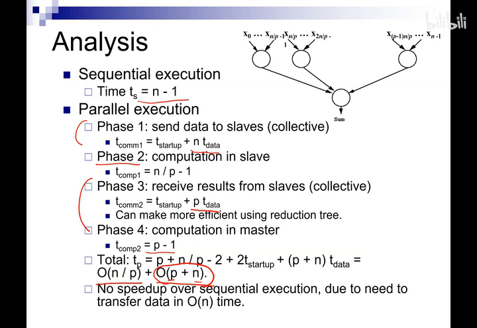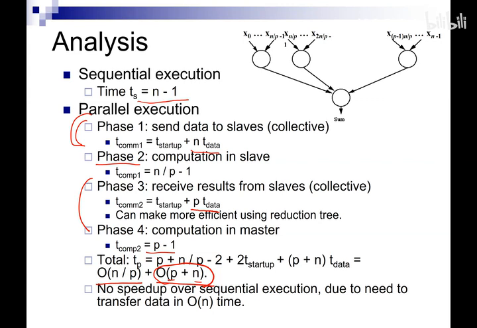The reason is simply that the really expensive phase was this initial phase where the master has to send all the data to all the slaves. That took n time by itself just to do that communication. Therefore, it doesn't matter how fast the other phases are. Just the first phase already took too much time. So there's no speedup in this case to add the n numbers.